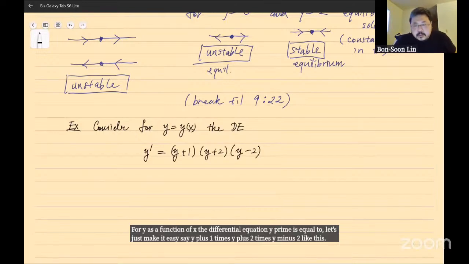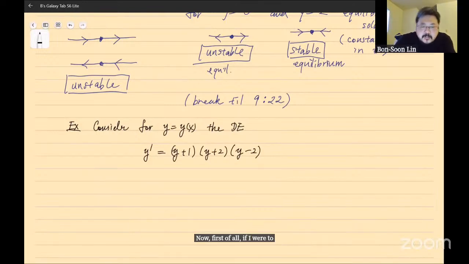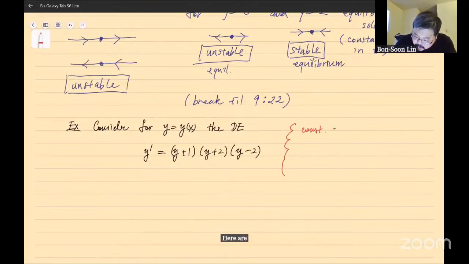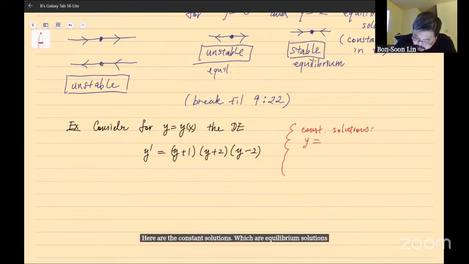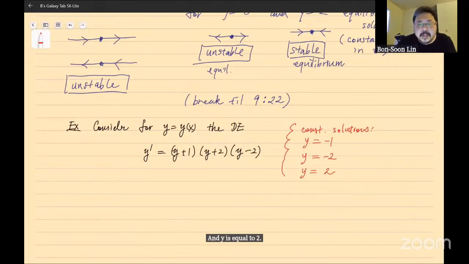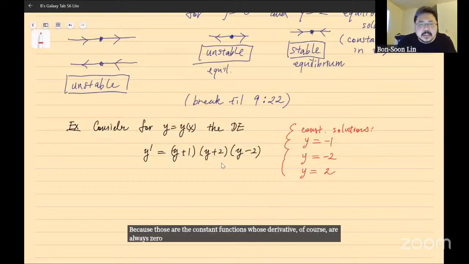Now, first of all, if I were to ask you to solve for solutions of y, then you would look for these constant solutions, which we can see. Can you tell what those are? What are the constant solutions over here? Here are the constant solutions, which are our equilibrium solutions. They are y = -1, y = -2, and y = 2. Do we all see that? Yeah? Because those are the constant functions whose derivatives, of course, are always 0, and when you plug them in, you satisfy 0 equals 0.